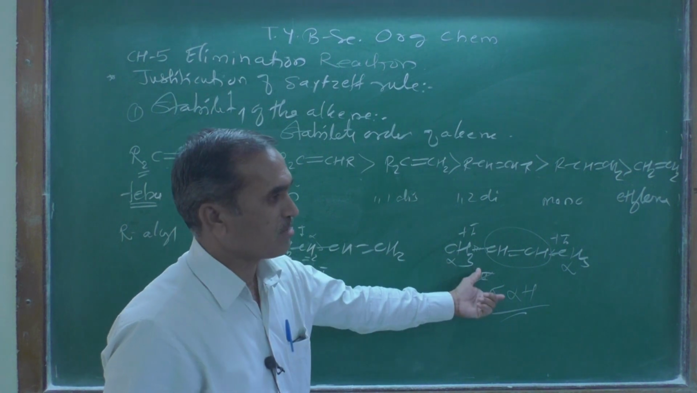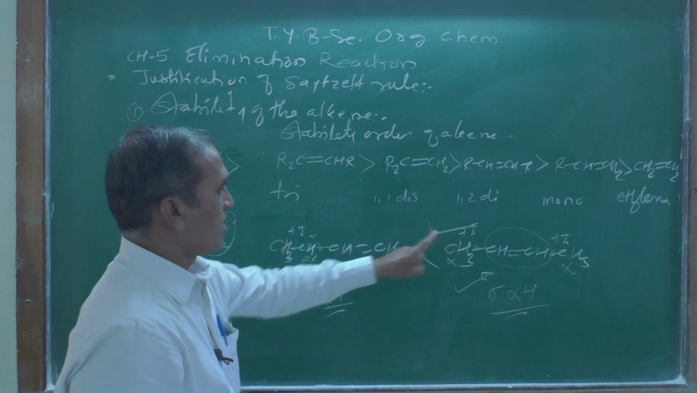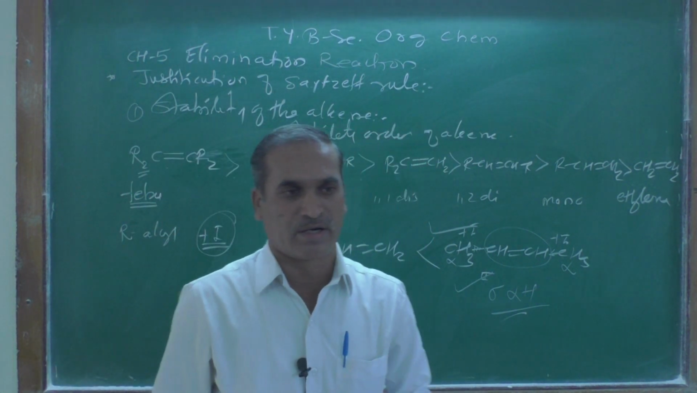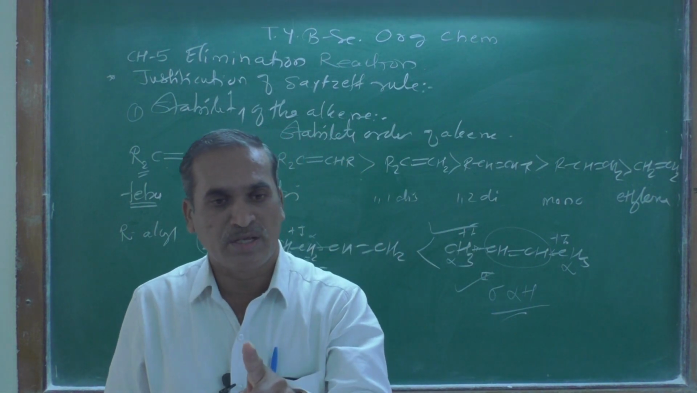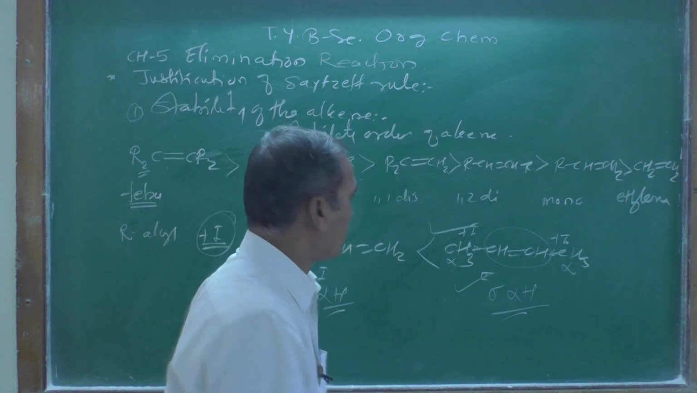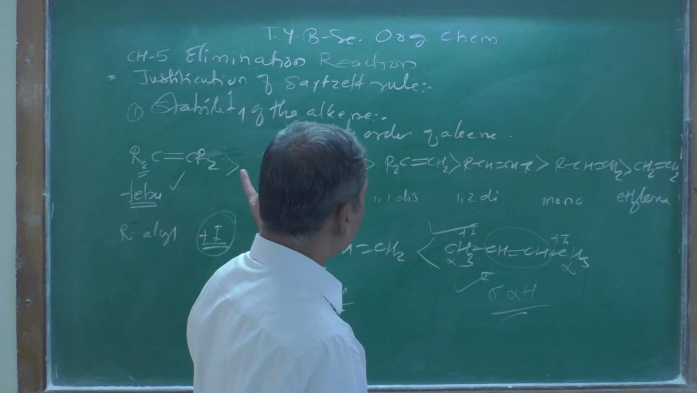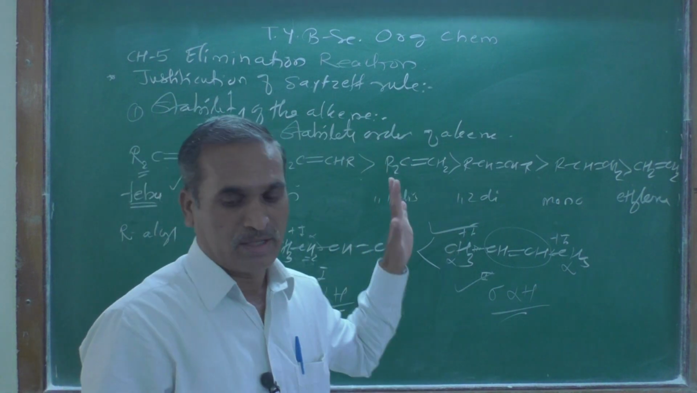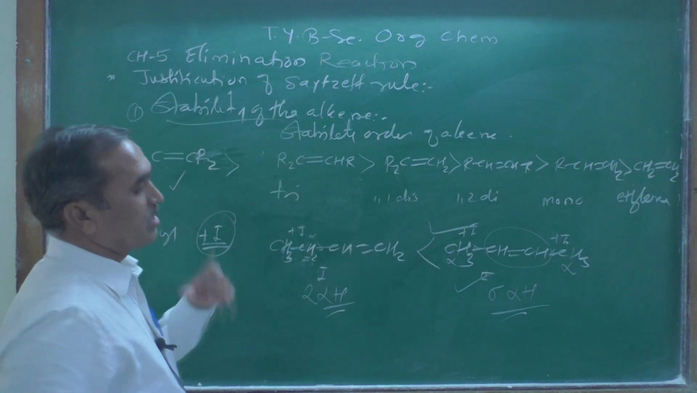Look, there are 6, compared with 2, therefore this is more stable than this one. By using these two factors, one is the resonance effect and the other is hyperconjugation, that also supports why the tetrasubstituted alkene is the major product rather than the tri, di, or mono substituted ones. Understood? This is the first factor, that is the stability of the alkene.